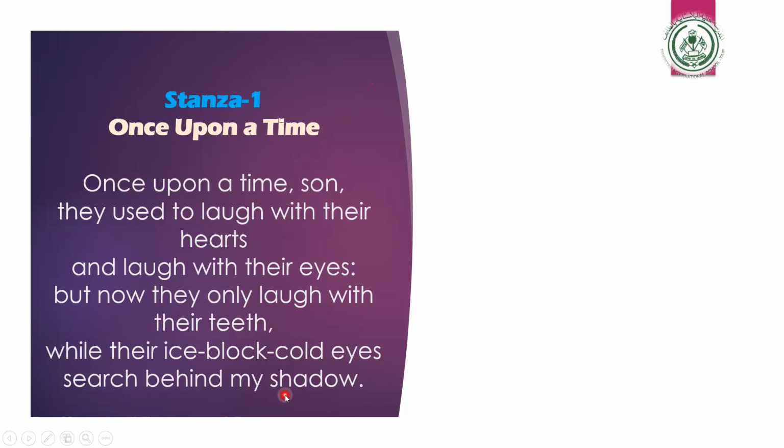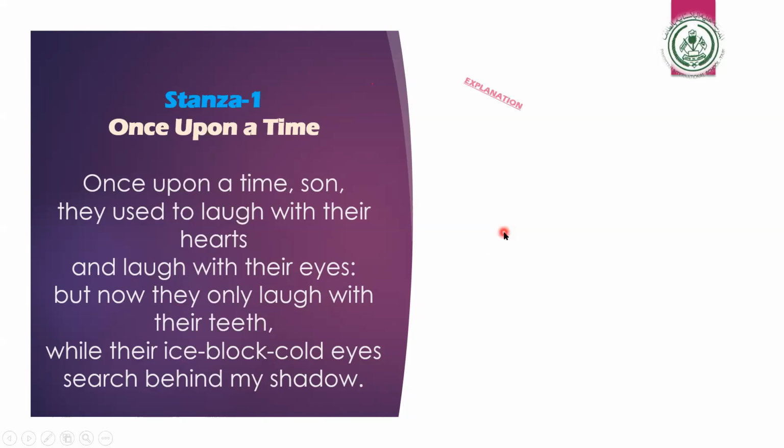This is the stanza number one, dear students. And I will again read for you. Once upon a time, son means a father is going to tell a son that once upon a time they used to laugh with their hearts, means the people used to laugh with their hearts and laugh with their eyes, but now they only laugh with their teeth, while their eyes block cold eyes, search behind my shadow.